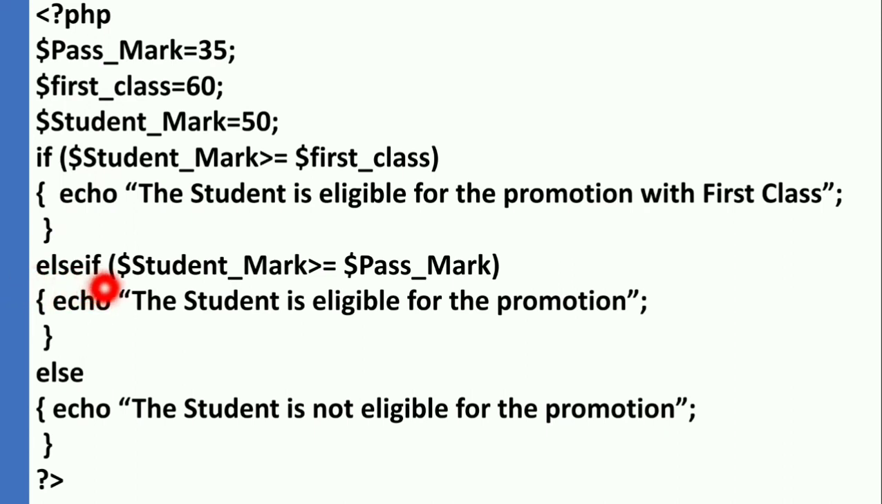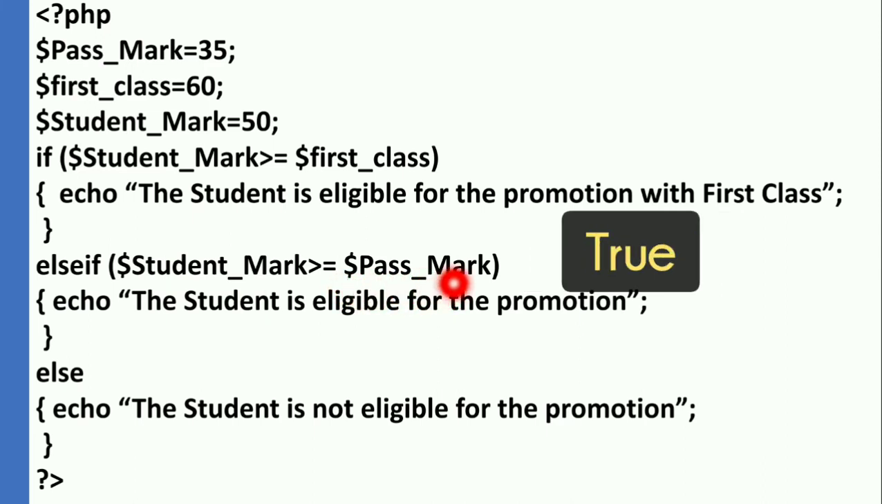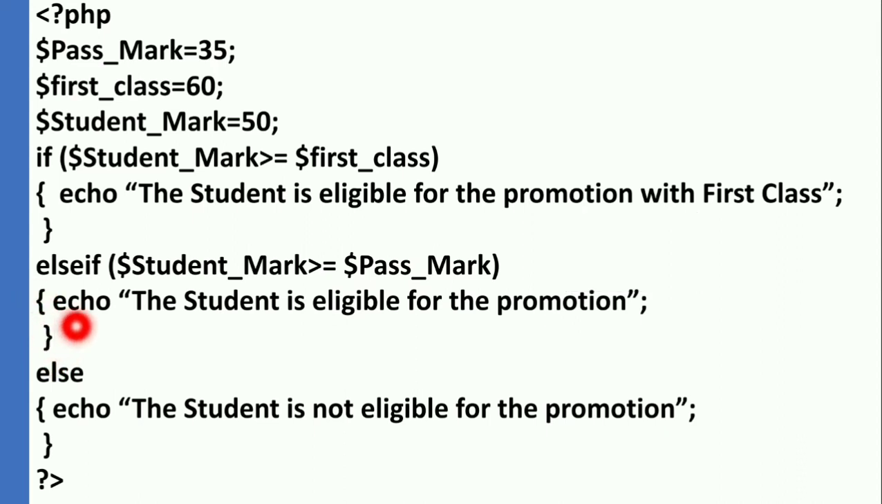So in the else if condition, apply the values and check whether the condition is true or false. Student mark is 50 and pass mark is 35. Is 50 greater than 35? Yes, the condition is true. So if the condition is true, we have to select this block. This echo statement will be executed, and with that the program is over. You need not execute the else block.